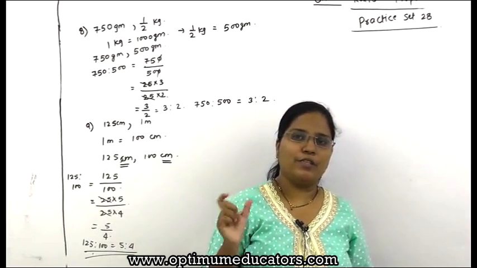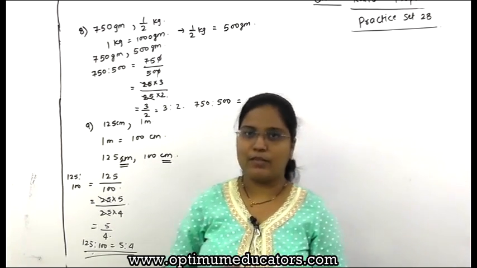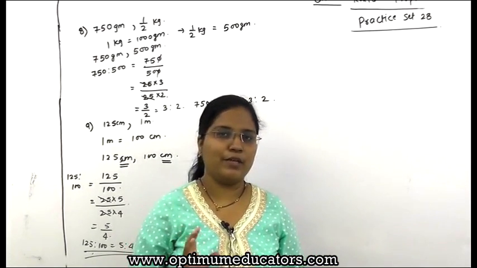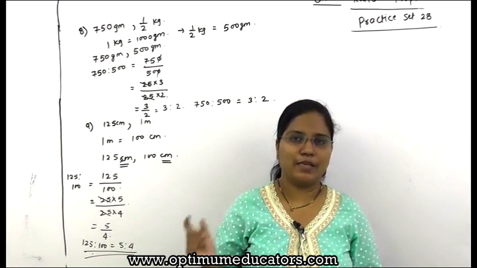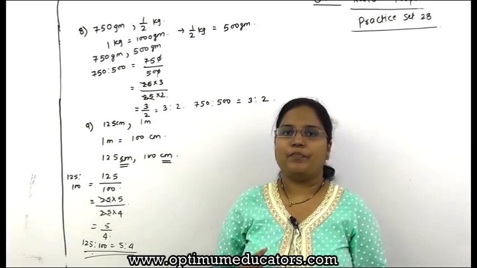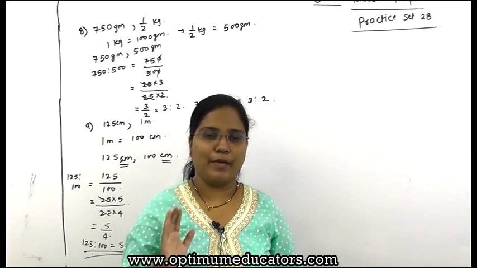If the numbers are physical quantity, we have to check whether the unit of the physical quantity is same or not. If it is not same, we have to make it same, and then only we can find out the ratio. That is one thing you have to always keep in your mind.